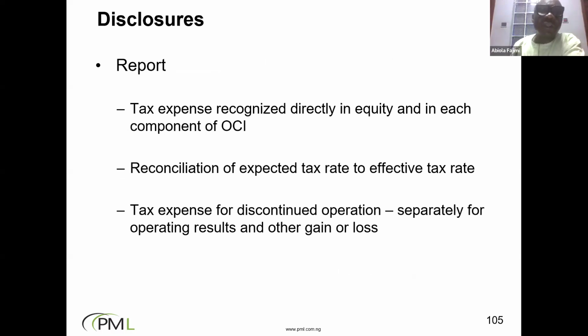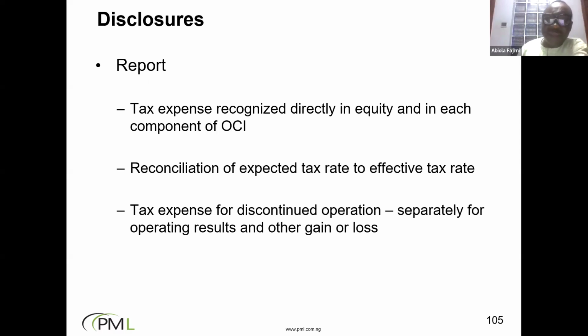We are also to disclose the tax expense recognized directly in equity and in each component of other comprehensive income. Whatever tax expense you have recognized directly in equity, you need to disclose. We are to put the reconciliation of the effective tax rate in the financial statement. A lot of people don't do this. In fact, a lot of people don't even know it. Not today that they don't do it.